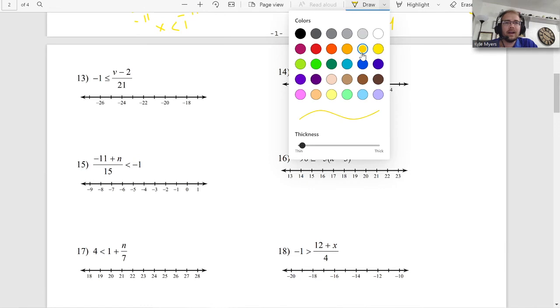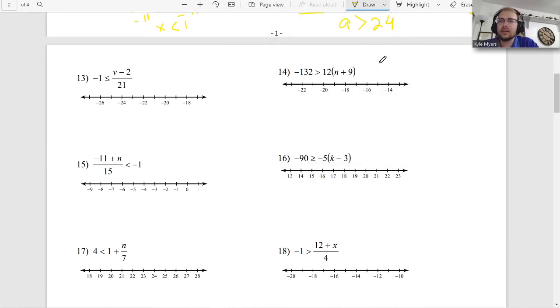All right, so let's go here, and again, I have this 21 thing, so I want to multiply both sides by 21, and I go like this, and I have negative 21 right here, less than or equal to v minus 2, and then I add 2 to both sides, negative 19, less than or equal to v, and now I've got the v on the wrong side, so I want to flip the v over.